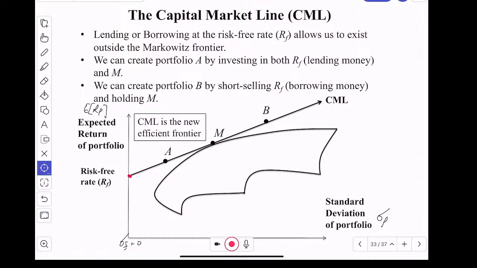Any of these beyond M allow me to increase my expected return, simultaneously increasing my level of risk, by investing more in M than I actually have to invest. How can I do that? I'm going to short sell T-bills. I'm going to make an arrangement to borrow them and then use the proceeds to invest more into the market portfolio. And that will put me up here.